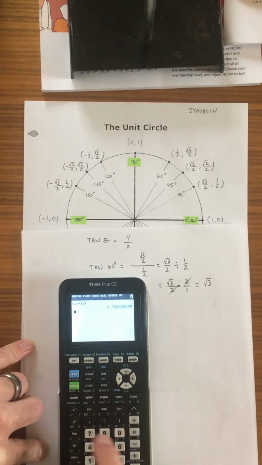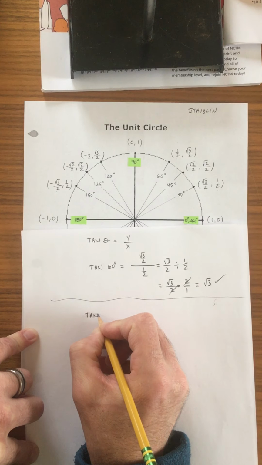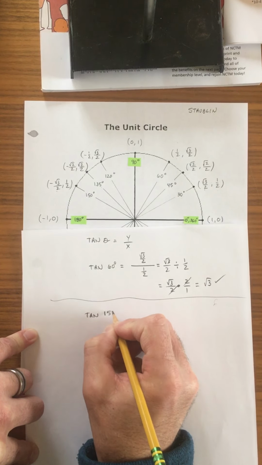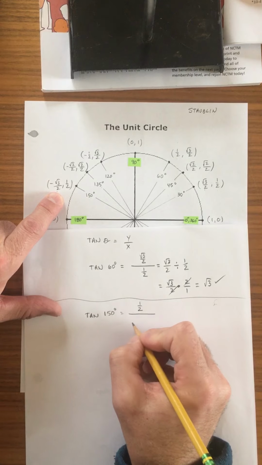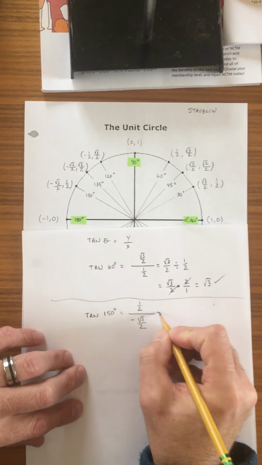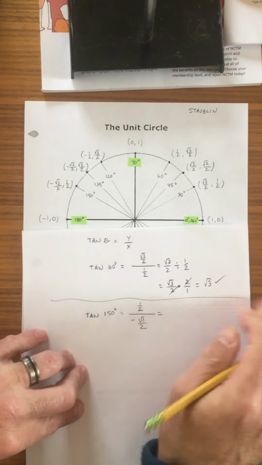All right, let's do one more. Let's calculate the tangent of 150 degrees. So we know that the tangent is y over x, so we find 150. The y value is 1/2, and the x value is negative square root of 3/2. So we've done the first part correctly.